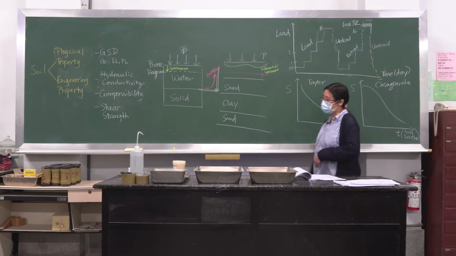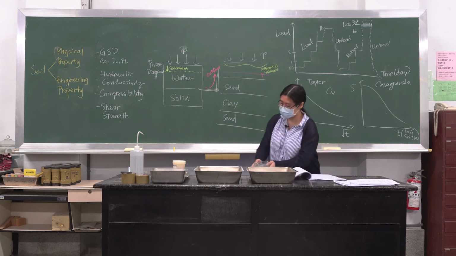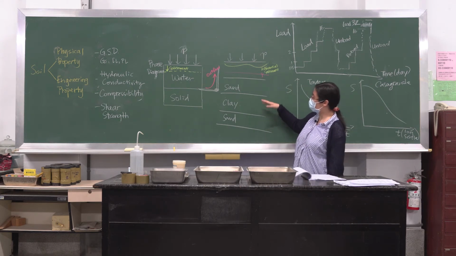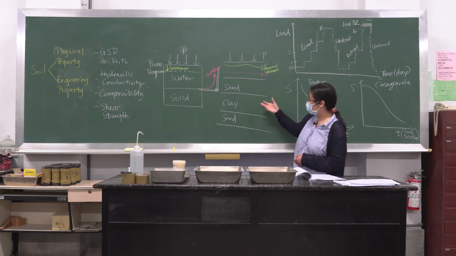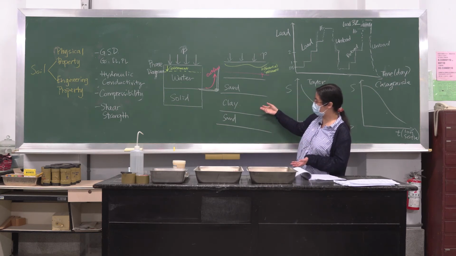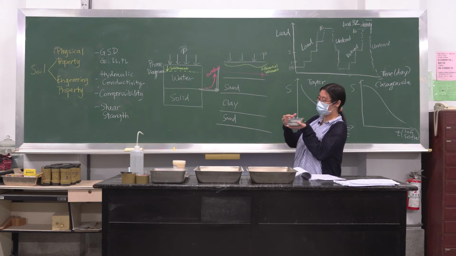Something that I forgot to mention is when you place your specimen in this consolidometer, we will try to be as close as we can to simulate the situation in the field. For example, in the field, you may have a sand layer, clay layer, and sand layer. As I said previously, sand will have a higher hydraulic conductivity than the clay. So what we usually do is we will evaluate the coefficient of consolidation for the clay. When you prepare the specimen, you will have to somehow simulate this situation.